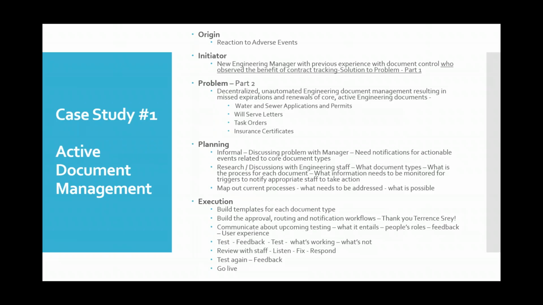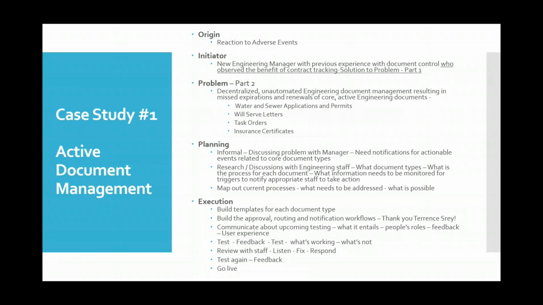In this case, the new engineering manager, who had previous experience with document control, observed the benefit of contract tracking and our solution to the part one problem. What their problem was is they had decentralized, unautomated engineering document management, resulting in missed expiration rules of core active documents. So water and sewer application permits, will serve letters, insurance certificates, task orders, and so forth.